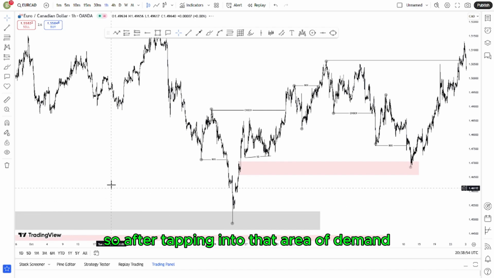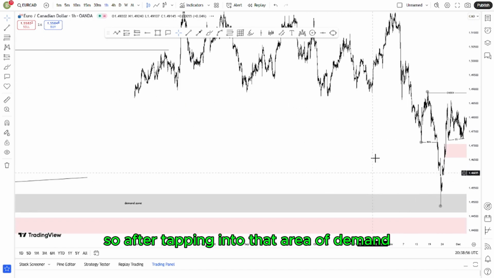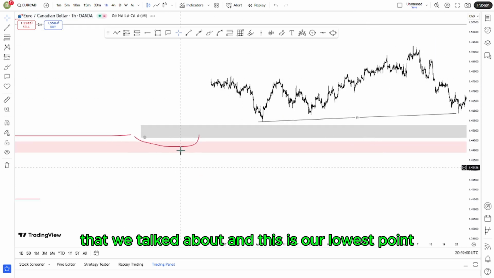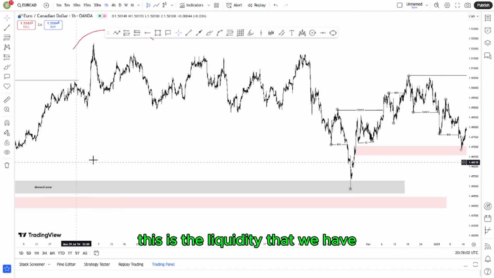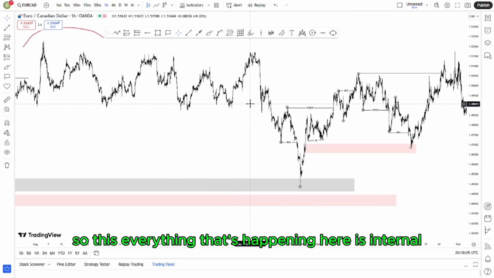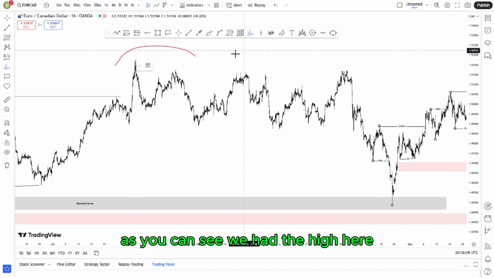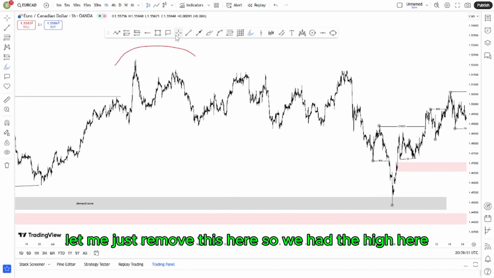So after tapping into that area of demand, you can obviously see that this is our high that we talked about, and this is our lowest point. This is the liquidity that we have, this is the demand zone. So everything that's happening here is internal. As you can see, we had the high here. Let me just remove this here.